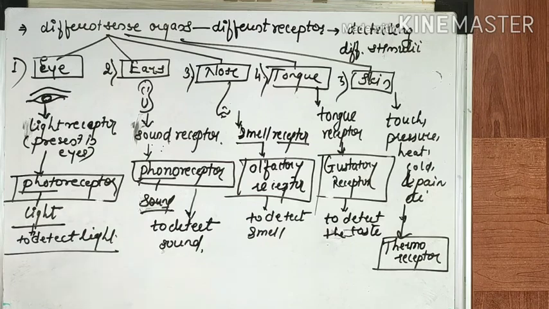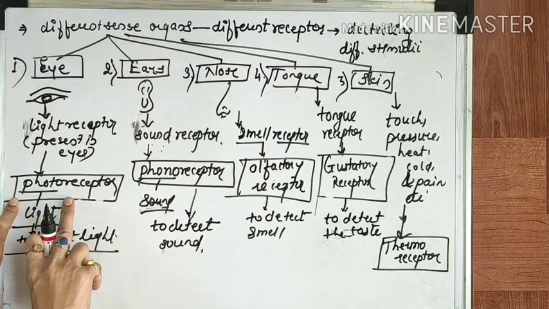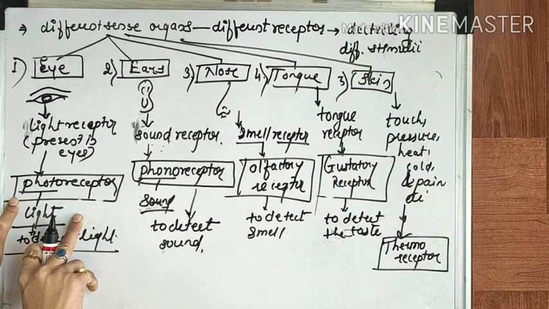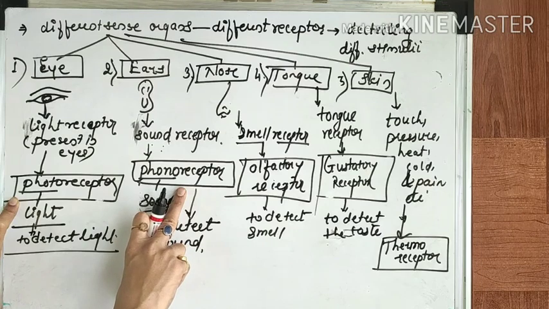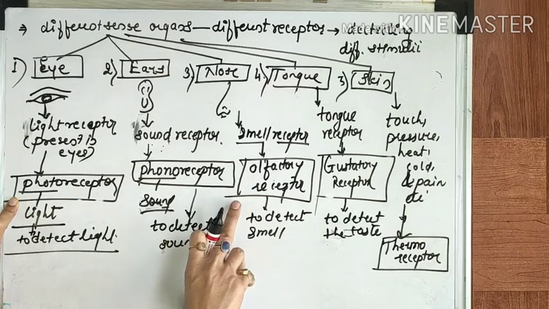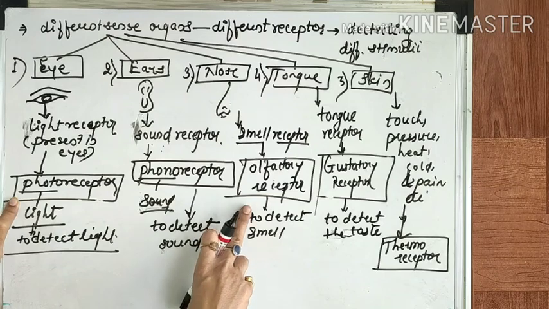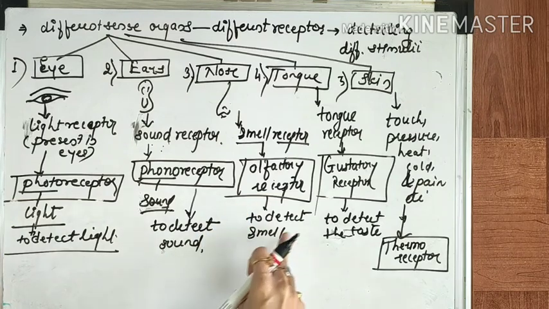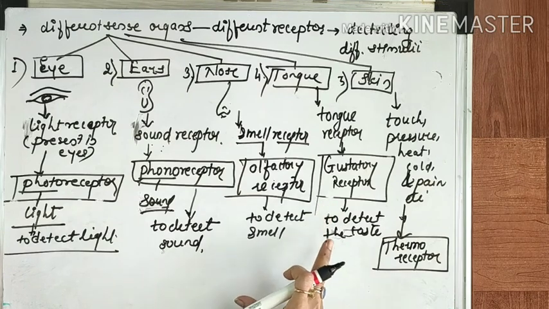So of those 5 receptors, the first is called photoreceptor. Photo means light. They detect the light and are present in the eye. The second receptor is called phonoreceptor. Phono means sound, so they detect the sound. The third receptor is known as olfactory receptor. It is present in the nose and helps to detect smell. The fourth receptor is known as gustatory receptor, which is present on the tongue to detect the taste of the food.